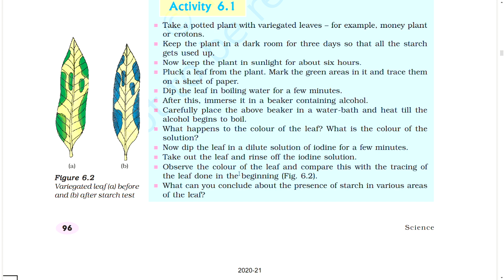Now dip the leaf in a dilute solution of iodine for a few minutes. Take out the leaf and rinse off the iodine solution. Observe the color of the leaf and compare this with the tracing of the leaf done in the beginning. What can you conclude about the presence of starch in various areas of the leaf? Comment on this. Figure: variegated leaf, before and after starch test.